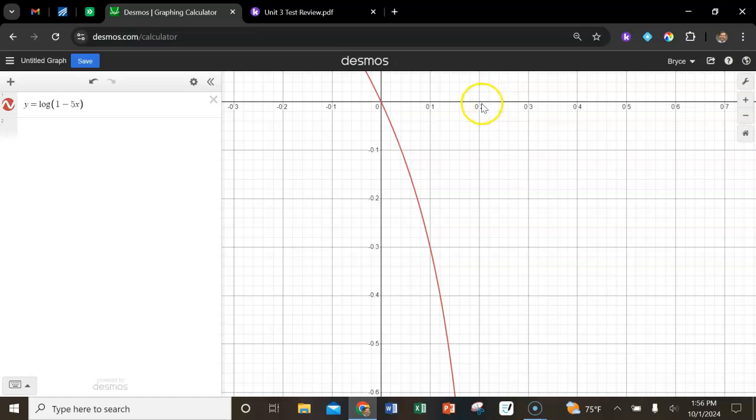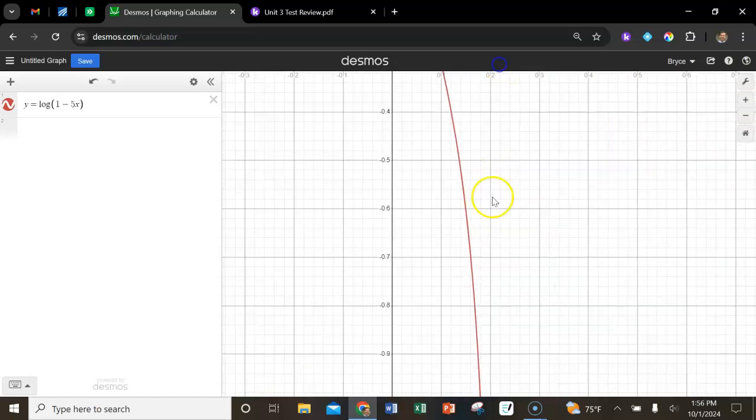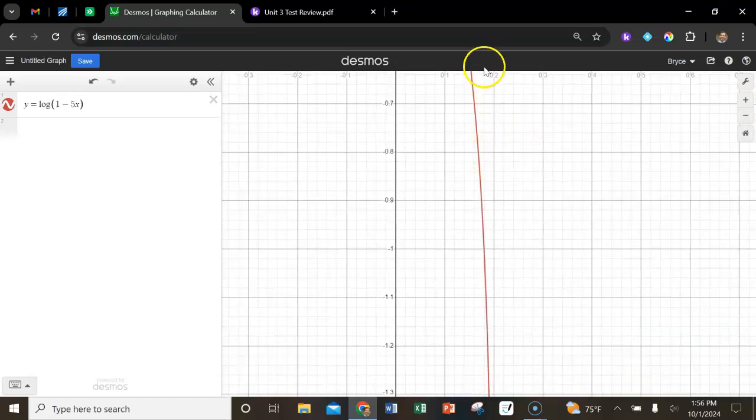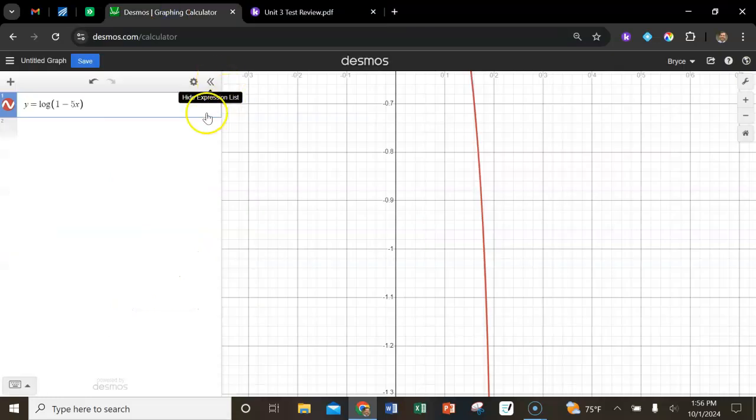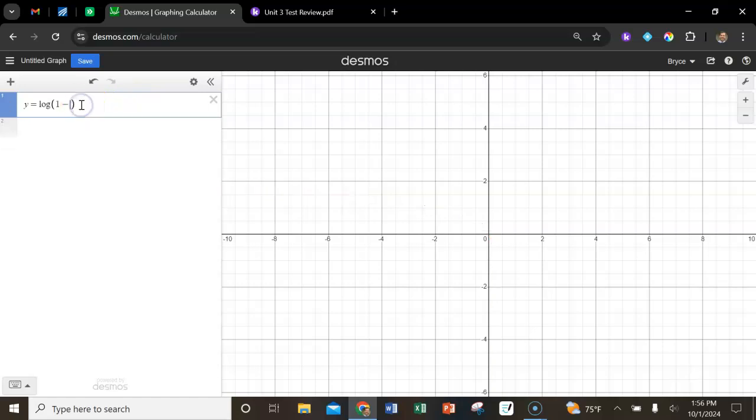And I can kind of see that it's at 0.2, right? So at 0.2, you can still see your graph is getting closer and closer to 0.2. Well, 0.2 is 1/5. That's where that comes from. And why it's negative infinity to that, or x is less than that, is because the graph is to the left of that line. Okay, so I'd recommend doing that. And I would do that on the next one as well.